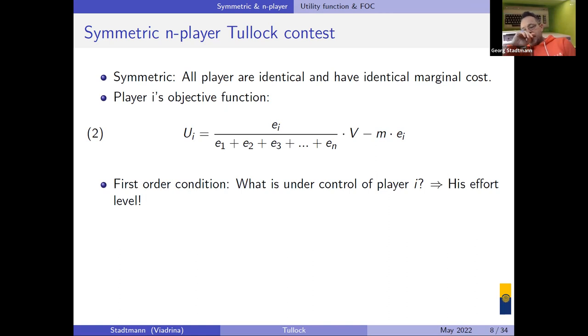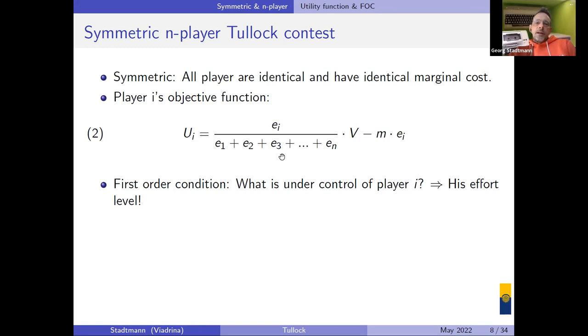Okay, else, when you see a utility function, of course, the next step is to optimize the utility function. So we need a first order condition. We have to take a derivative of the utility function with respect to one parameter. And then we have to set this derivative equal to zero. We have to think about what is under control of player i. Under control of player i is only the effort level of player i. So marginal costs M are exogenous, the size of the prize money V is exogenous, and also the effort level of all the other players. This is not under control of player i. So we have to differentiate the utility function with respect to e_i.